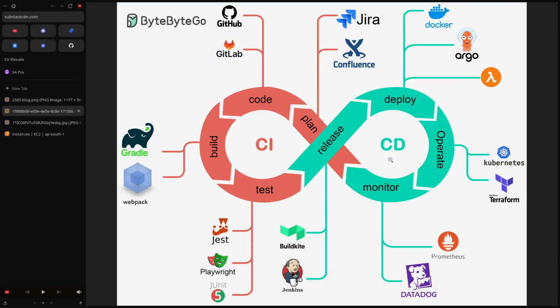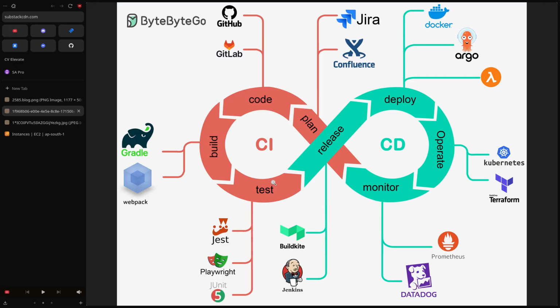There are different tools that we use during the CI/CD setup. We could use Jira and Confluence for planning. We can use GitHub or GitLab to store our code. We can use Gradle or Webpack to build our code, depending upon the software that we are using. For Python it could be different. For Node it could be npm, something like that.